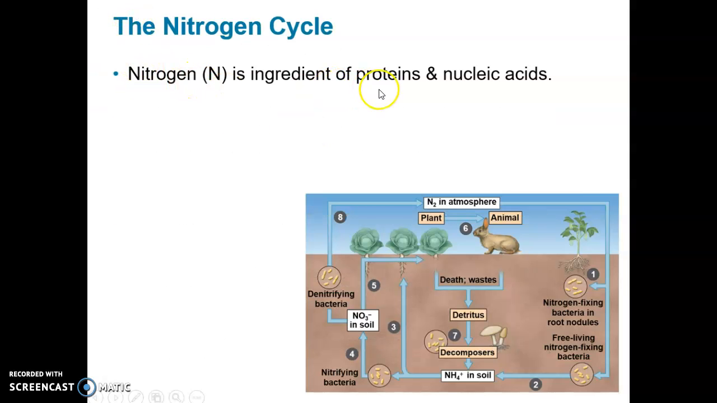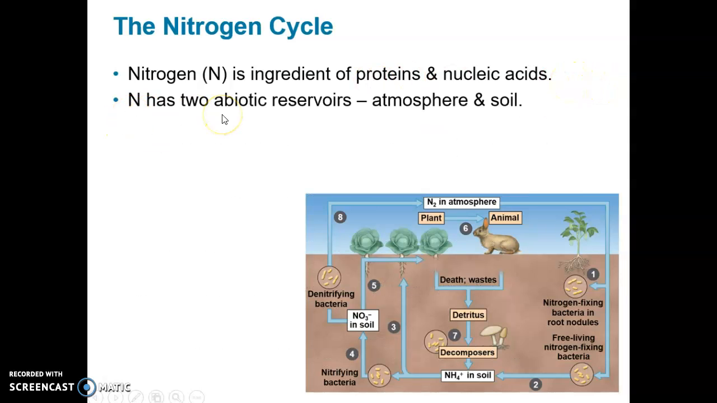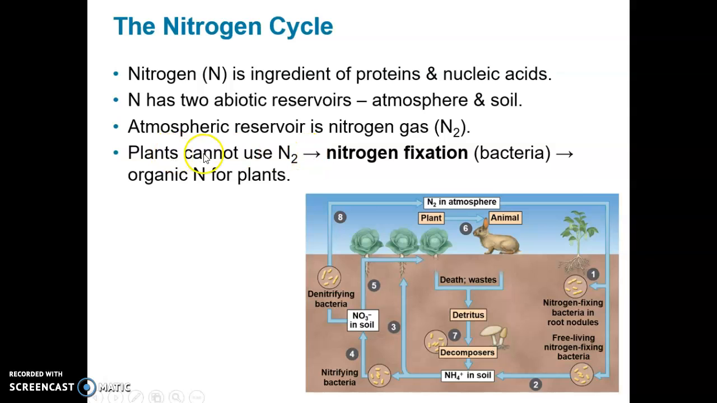So nitrogen is an ingredient of proteins and nucleic acids, so it's essential as well. It has two abiotic reservoirs. It's available in the atmosphere as nitrogen gas and also in the soil in the form of nitrogen-containing molecules. So the atmospheric reservoir is nitrogen gas, N2. Plants cannot use nitrogen immediately or directly. Plants can incorporate carbon through carbon fixation that occurs through photosynthesis. But plants rely on bacteria that can do nitrogen fixation.